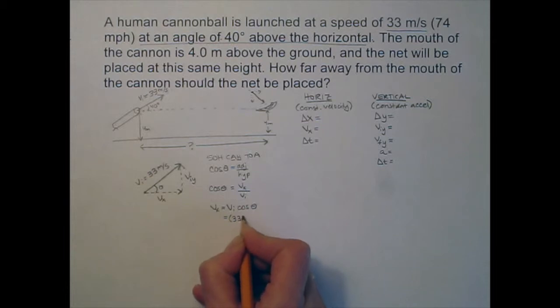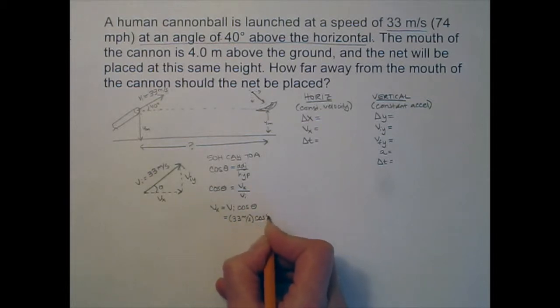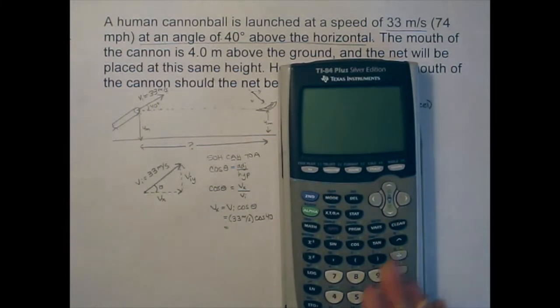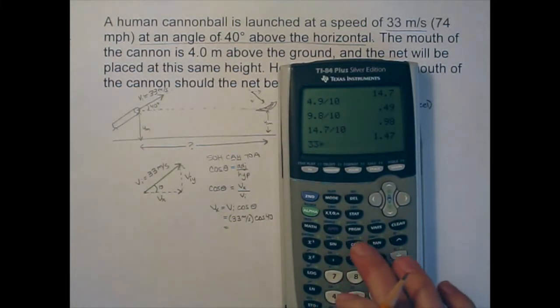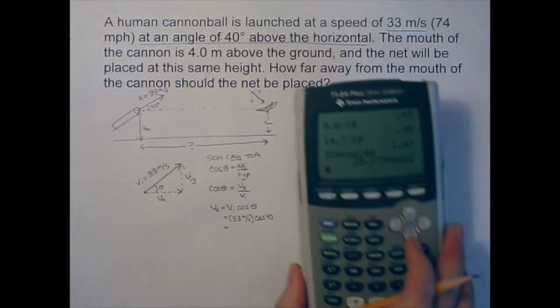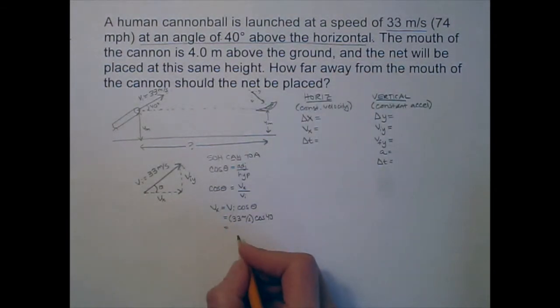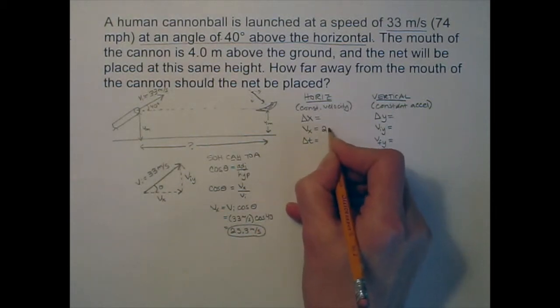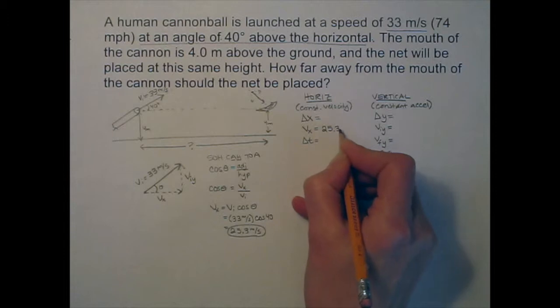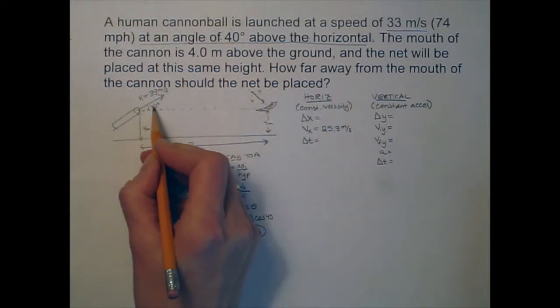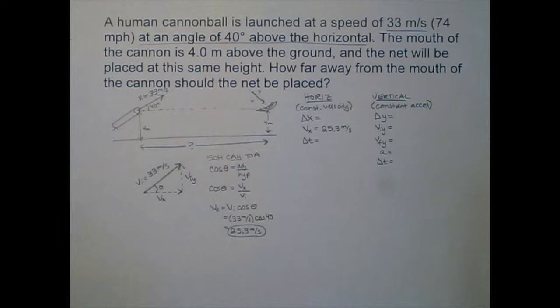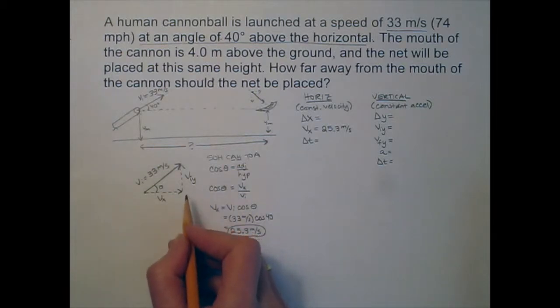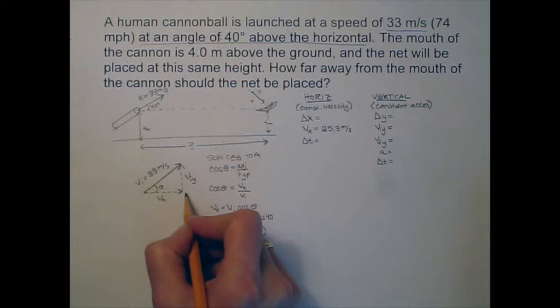Vi was 33 meters per second times cosine of 40. And calculating that is 25.3 meters per second. Okay, so that tells me the horizontal component of the initial velocity, and that horizontal component stays the same for the whole problem. Then I need to find the vertical component of this initial velocity.